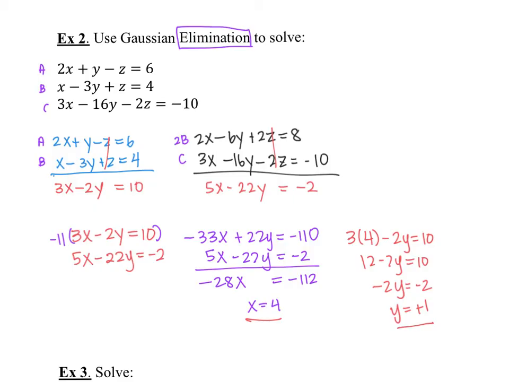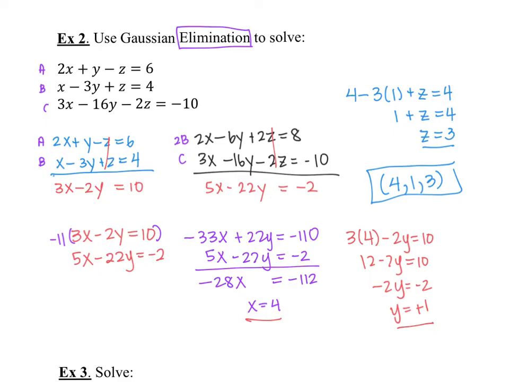So if I use equation B, x is 4. So x minus 3y plus z equals 4. 4 minus 3 is 1. So what do I get? I get z is 3. So my answer is the ordered triple 4, 1, 3. If I wanted to check my answer, I could plug in the 4, 1, and 3 into each of the original equations to make sure it equals what it's supposed to equal.